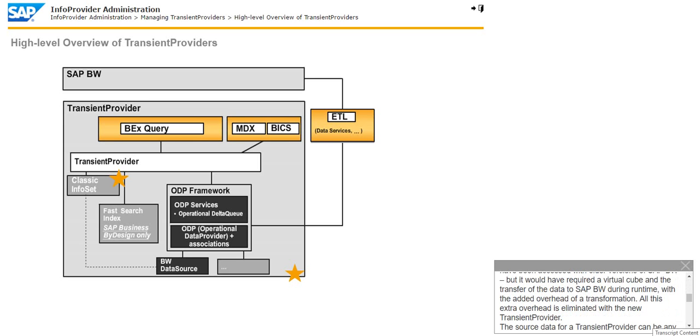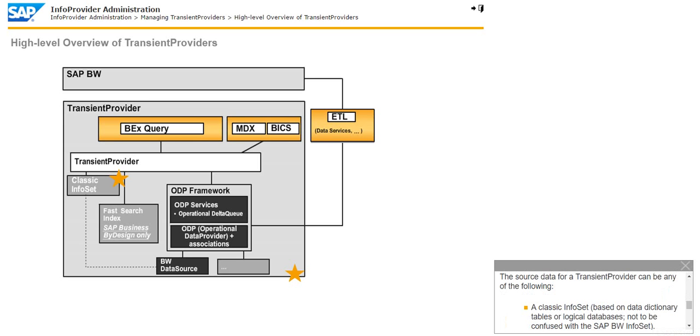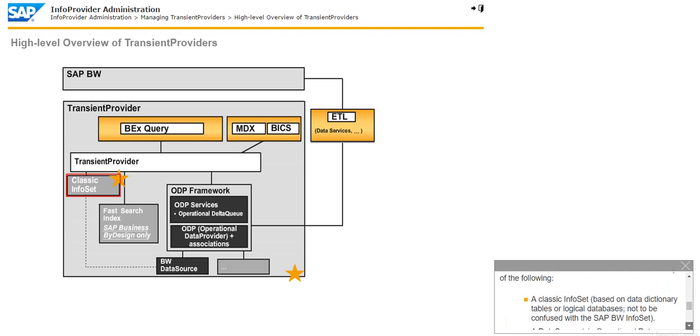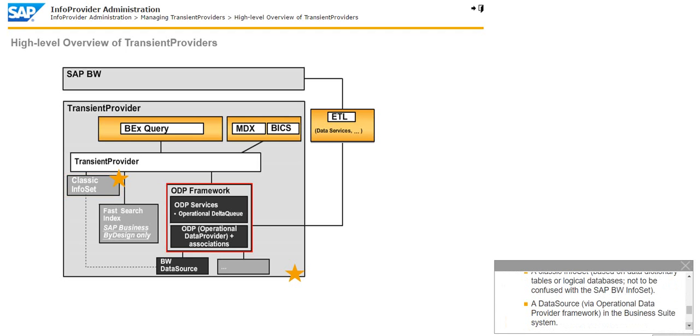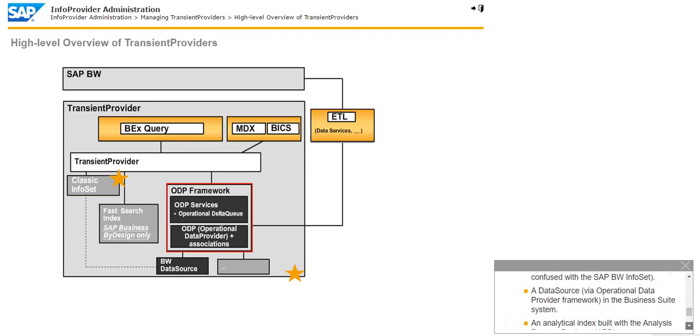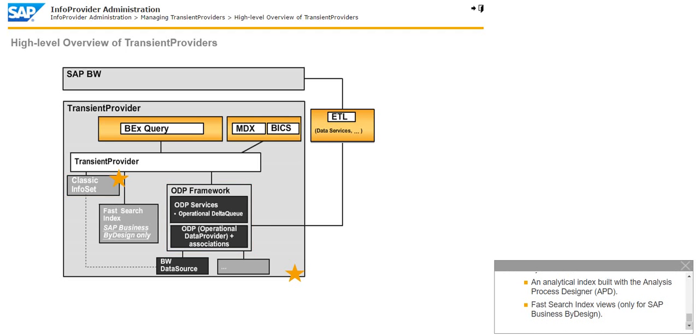The source data for a transient provider can be any of the following: a classic info set, that is, based on data dictionary tables or logical databases, not to be confused with the SAP BW info set. A data source, that is, via the operational data provider framework in the Business Suite system. An analytical index built with the Analysis Process Designer or APD. Fast search index views, that is, only for SAP Business ByDesign.